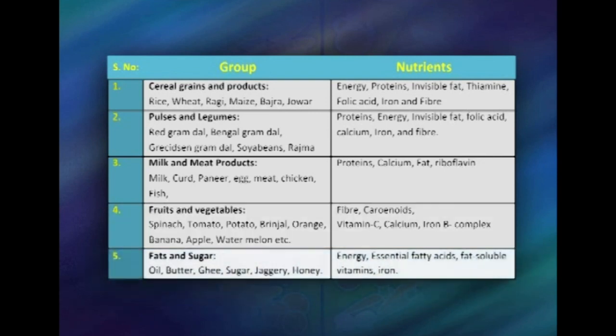Then the fifth category is fats and sugar. Now, fats like oil, butter, ghee, vanaspati, they only provide energy. They are good sources of fat soluble vitamins and the essential fatty acids. And apart from fats, even sugar. Now, sugar is the only food which provides only empty calories and no other nutrient, exception being jaggery, which is rich in iron. So that was the classification of foods.